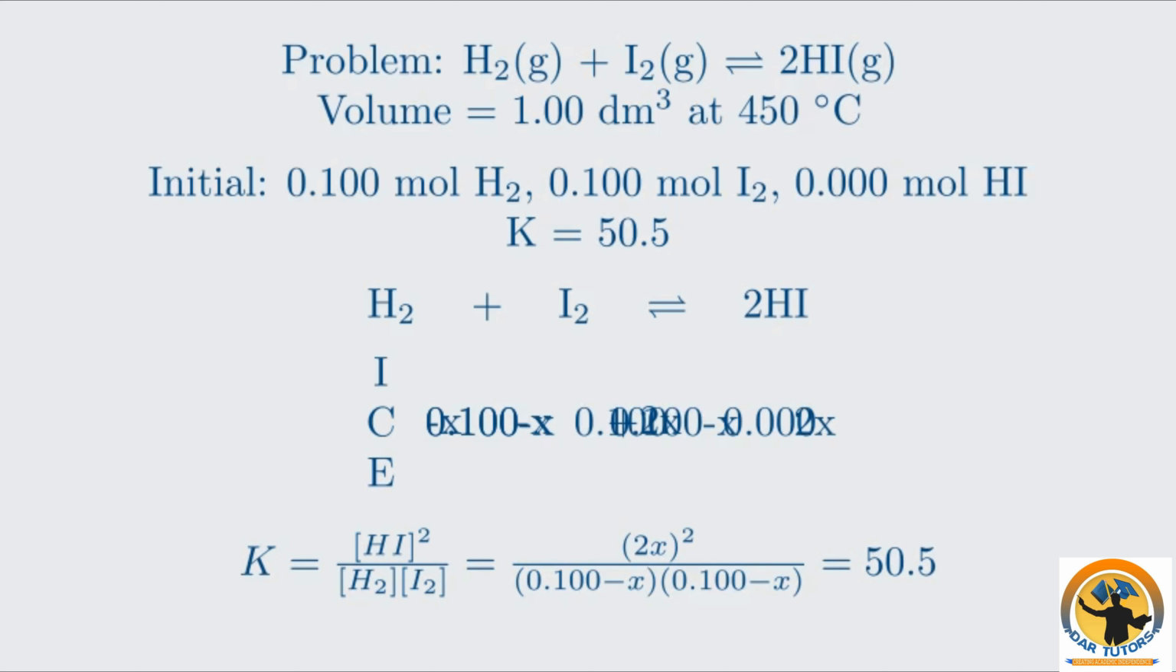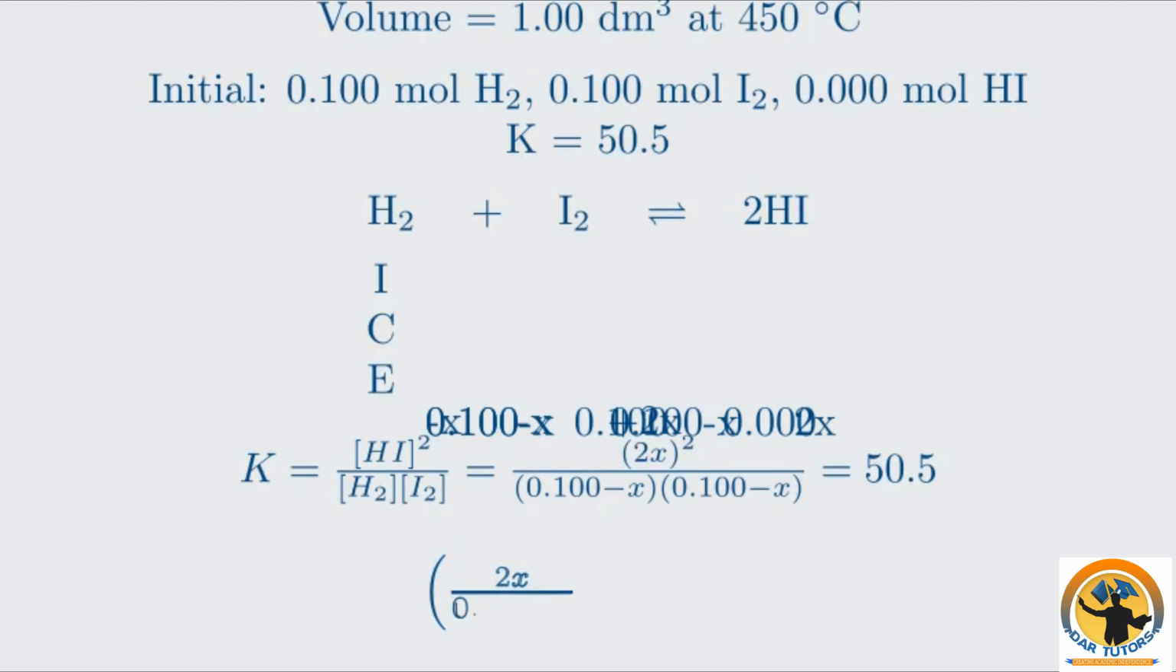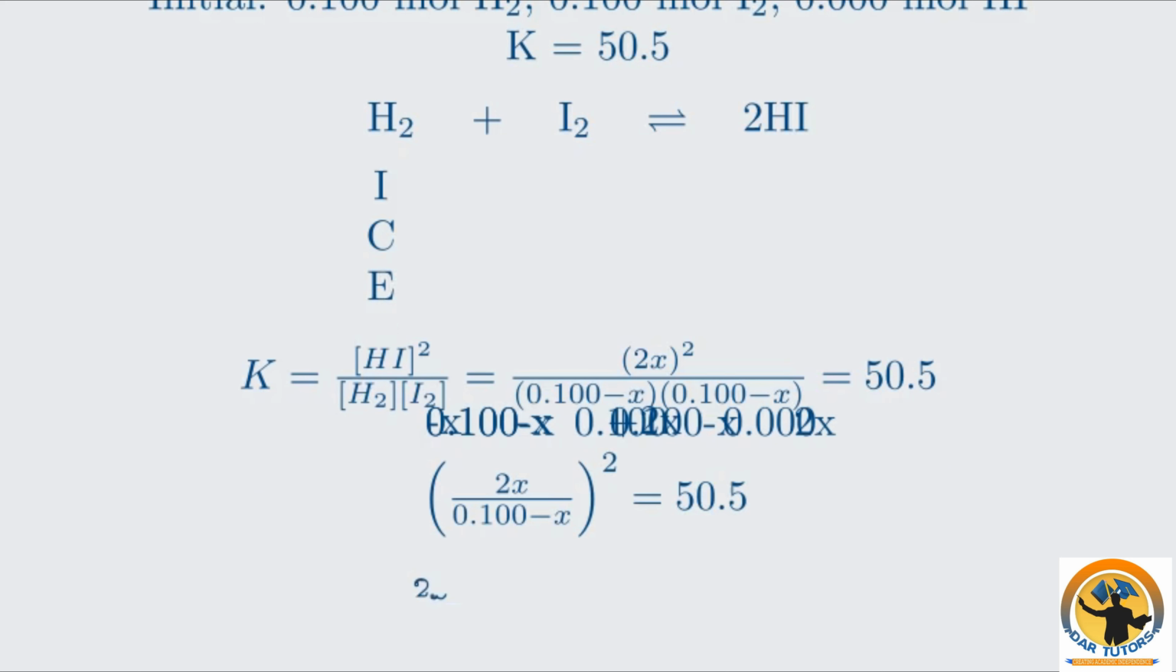To solve this, we can simplify. Notice the denominator is a perfect square, so we can write the equation as the ratio of 2x to 0.100 minus x, all squared, equals 50.5. Taking the square root of both sides makes it much easier to solve. The square root of 50.5 is 7.106.